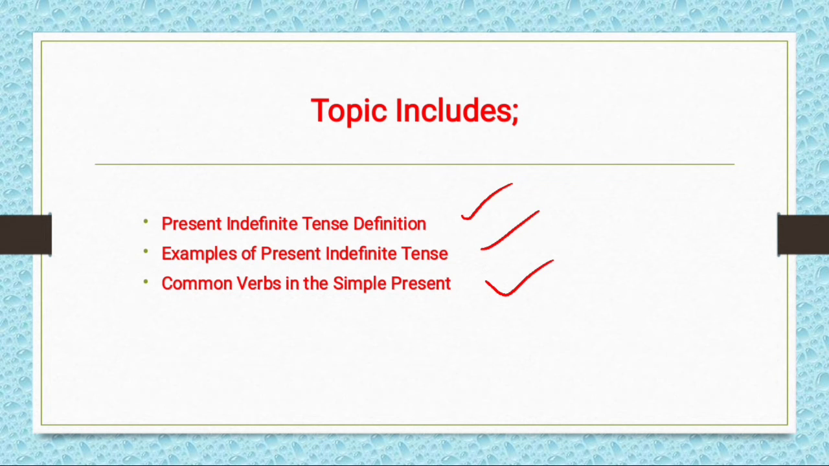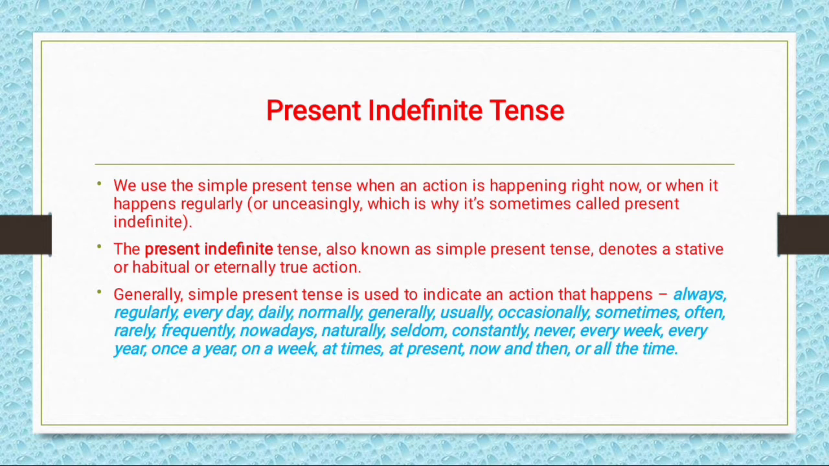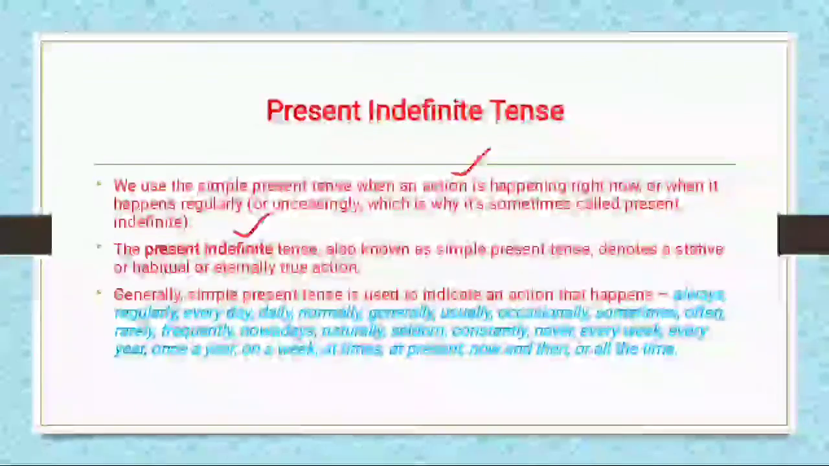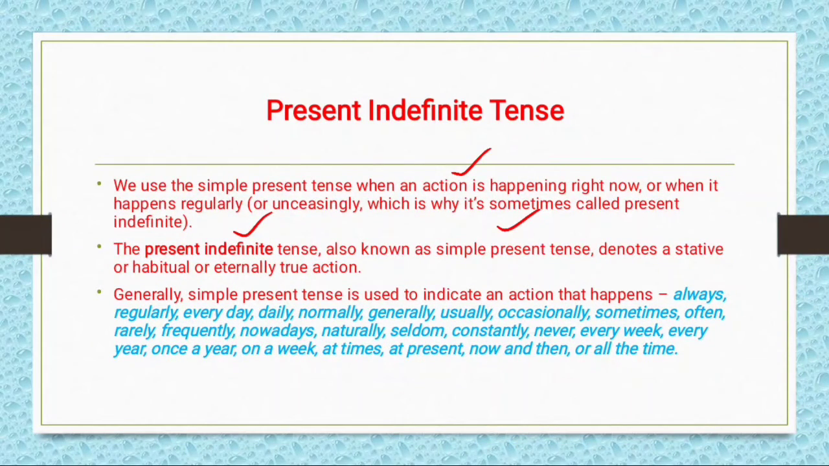So let's get started. Present indefinite tense definition is: we use the simple present tense when an action is happening right now, or when it happens regularly or unceasingly, which is why it's sometimes called present indefinite tense. Present indefinite tense is also called simple present tense. It's its second name. It denotes stative, habitual, or eternally true actions. It means present indefinite tense is used for habits and for true actions.